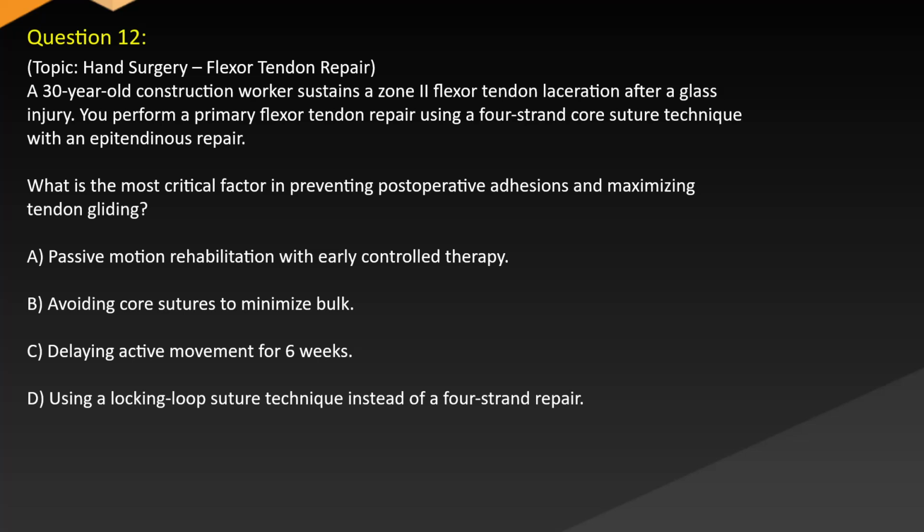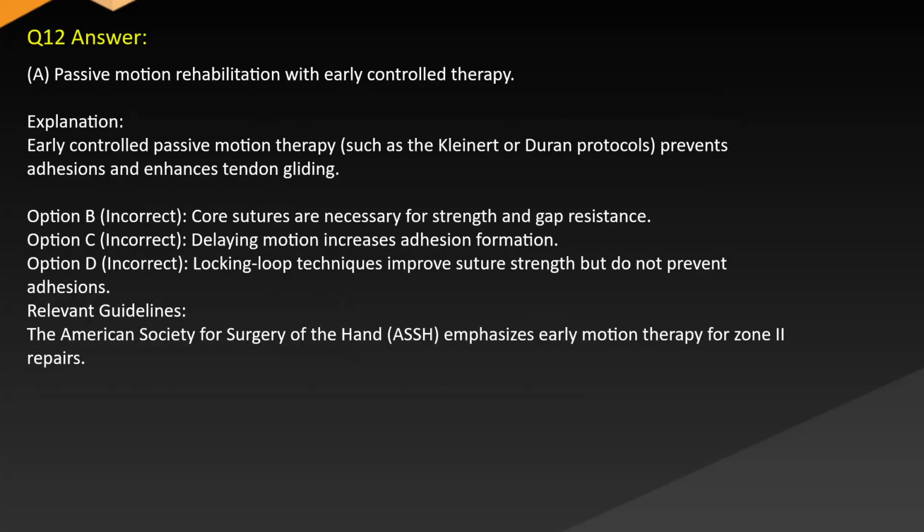A. Passive motion rehabilitation with early controlled therapy. B. Avoiding coarse sutures to minimize bulk. C. Delaying active movement for 6 weeks. D. Using locking loop suture technique instead of 4-strand repair. Answer: A. Passive motion rehabilitation with early controlled therapy. Explanation: early controlled passive motion therapy, such as the Kleinert or Duran protocols, prevents adhesions and enhances tendon gliding.